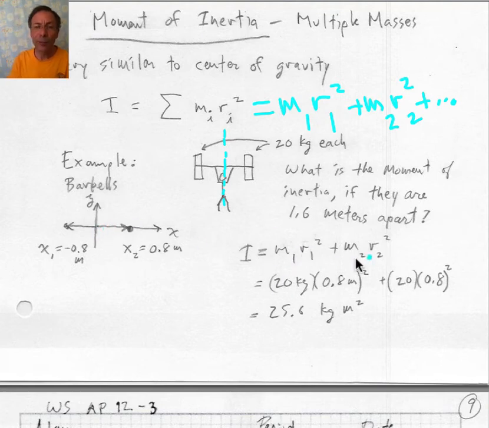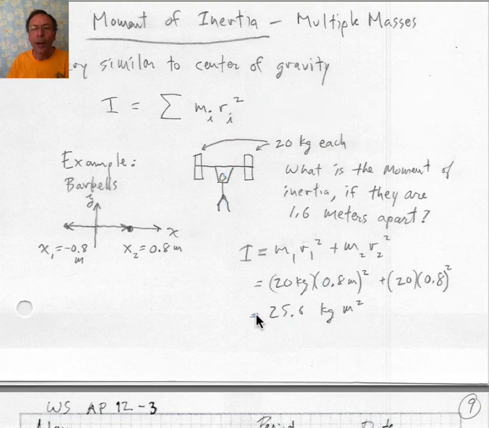All right, now we can put in our formula, which I started writing down over here. It's mass 1, which is 20 kilograms, times the distance from the axis, 0.8 meters squared, plus mass 2, which is also 20 kilograms, times its distance from the rotation axis, 0.8 meters. Now you could say I messed up a little bit and should have had a negative sign here, but it doesn't really matter because we are squaring it, and that blows away the negative sign. Do the arithmetic, and you get 25.6 kilogram meters squared.